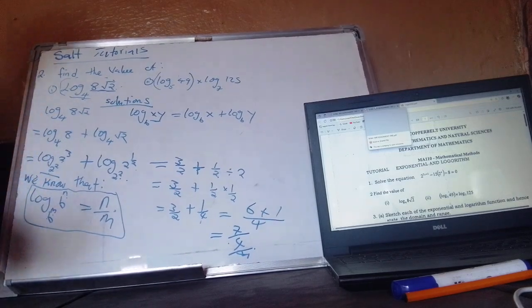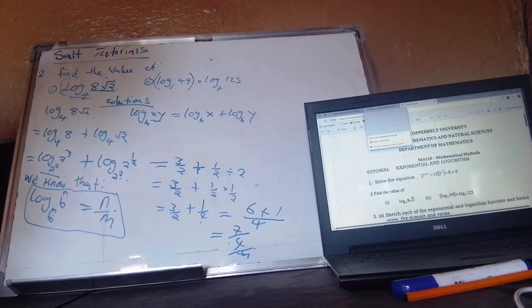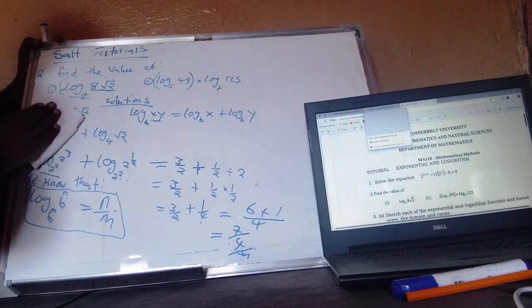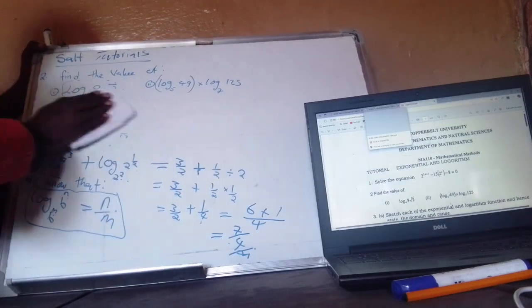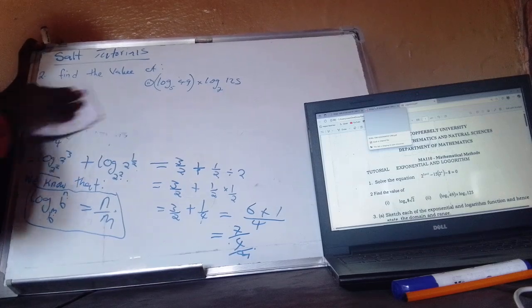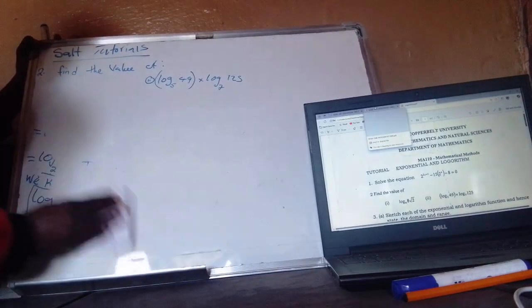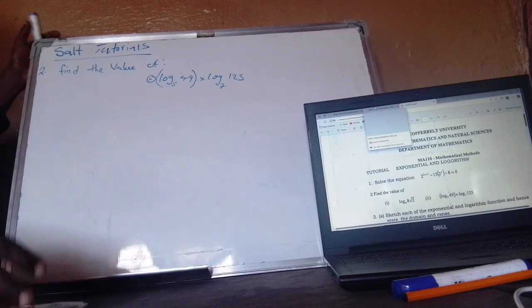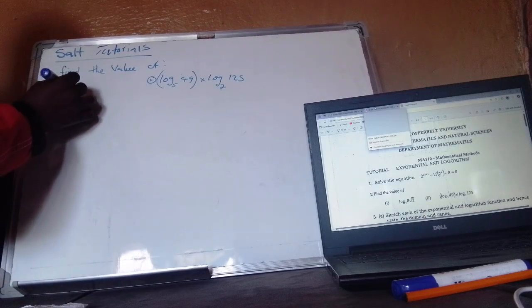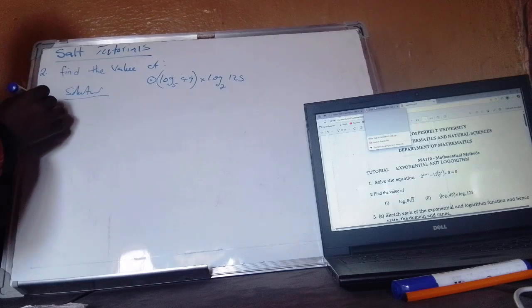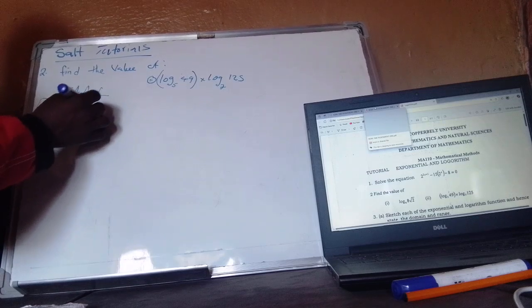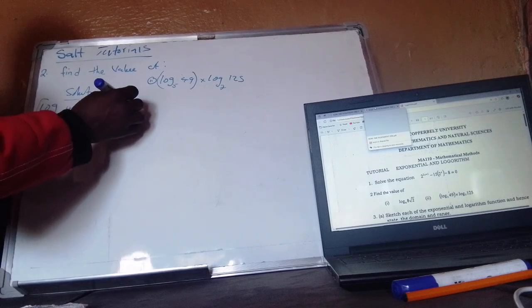You okay? Now let's look at the second part. Let's find the value of that. So I want to find the value of log base 5 of 49, multiplied by log base 7 of 125.